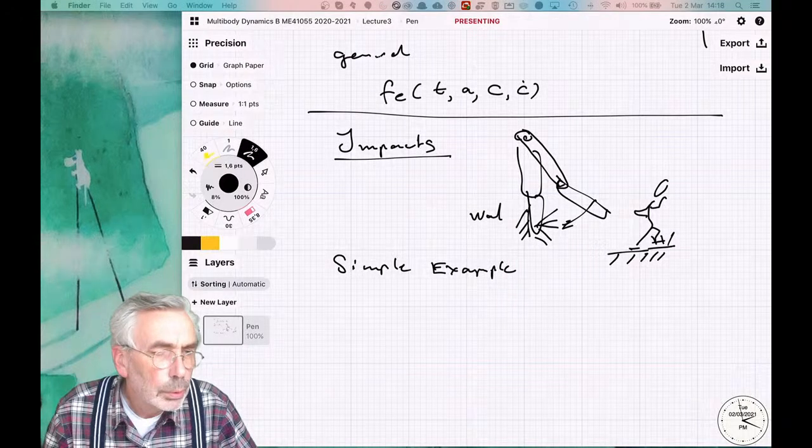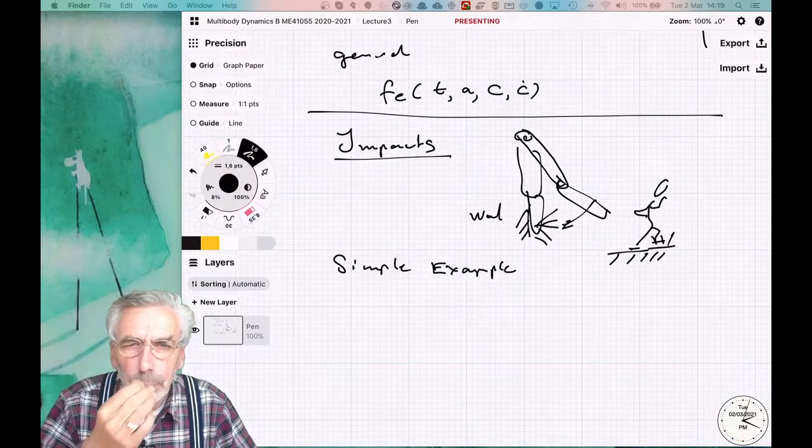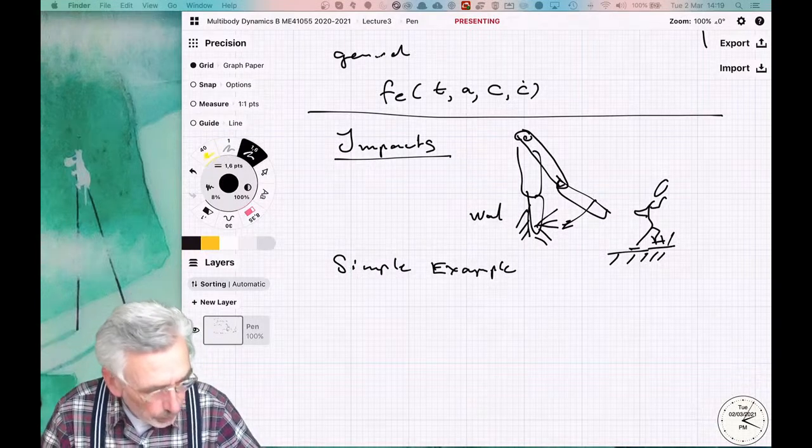I'm going to talk until 2:45, and then we take a short break, and then we go into Zoom, right? It's really one hour, the lecture.